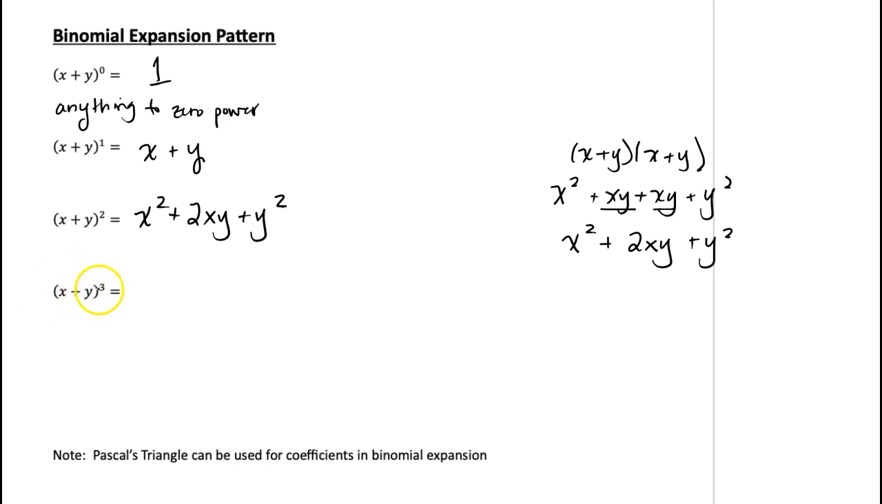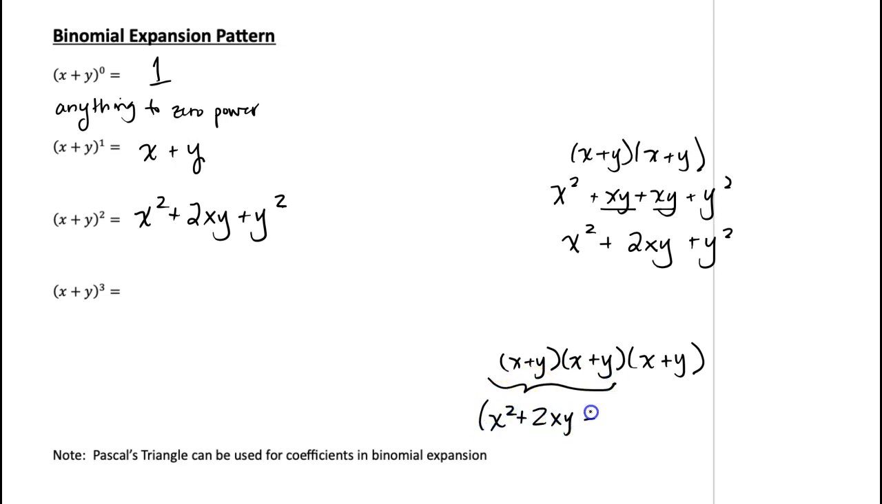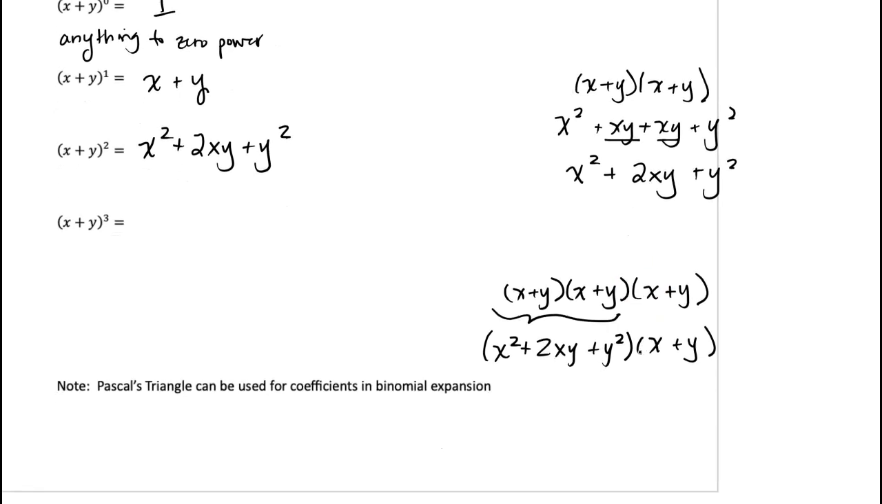And then using x plus y to the third power, it would be x plus y times x plus y times x plus y. We already did x plus y squared, so let me write that part down: x squared plus 2xy plus y squared. And then we still have to multiply it by the third one, another factor of x plus y. So again, I'm just going to take the time to distribute and multiply out.